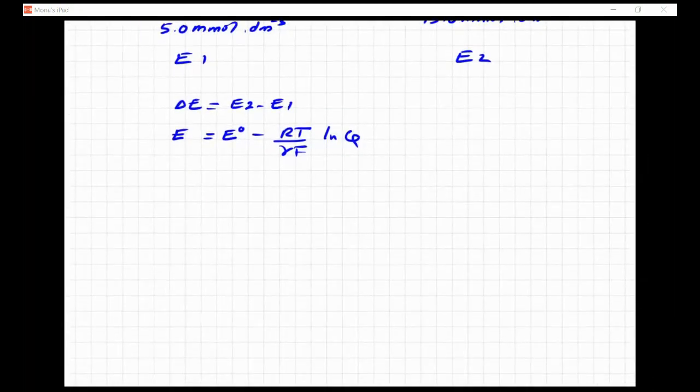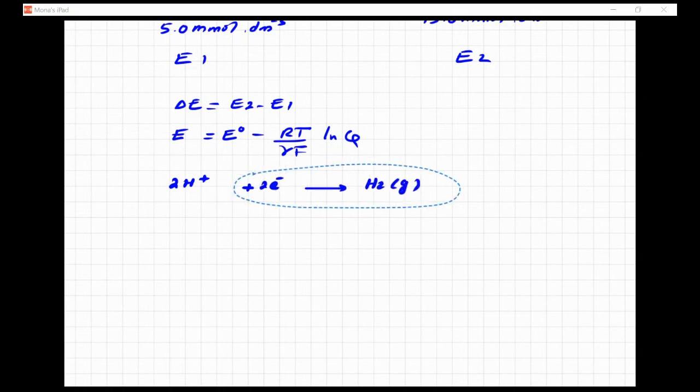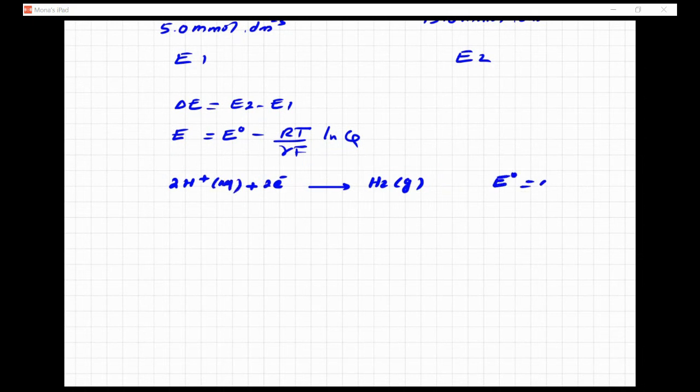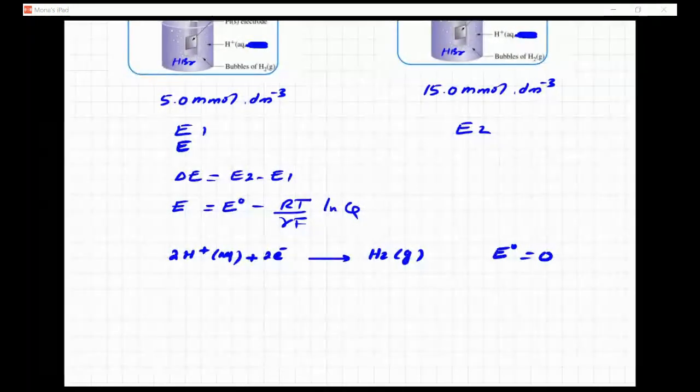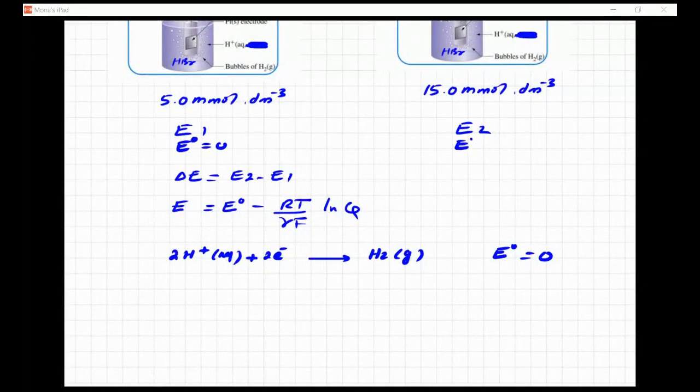So I will say now that it is going to be 2H plus, plus 2 electrons giving H2, right? That is of course a gas, and this is of course aqueous. By definition, as we said, E standard here is equal to 0, and also here. E standard is going to be equal to 0 in both cases, because it is the same hydrogen electrode. So the standard potential for the hydrogen electrode is equal to this.